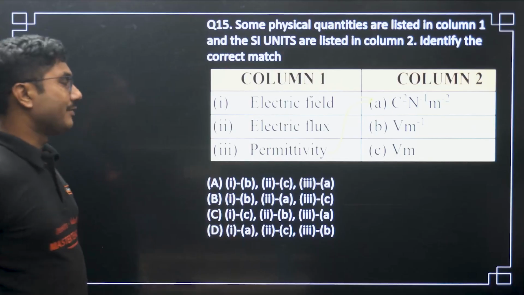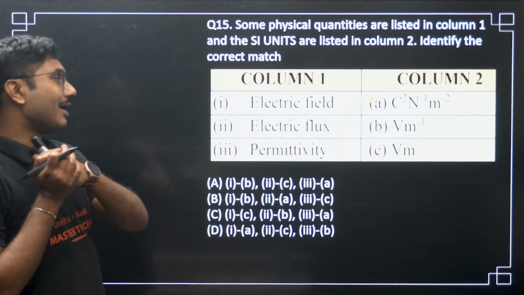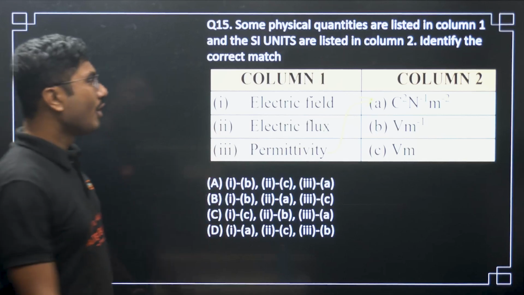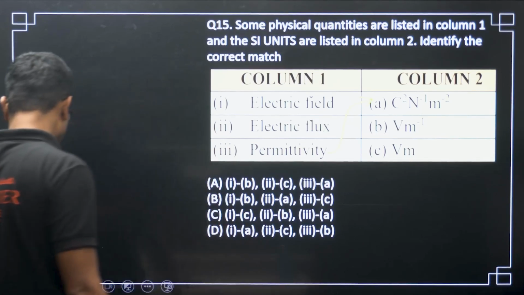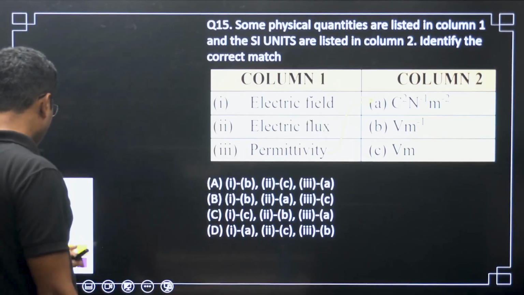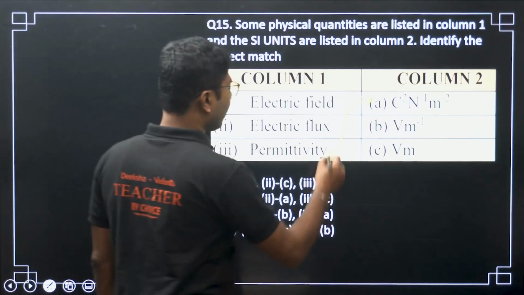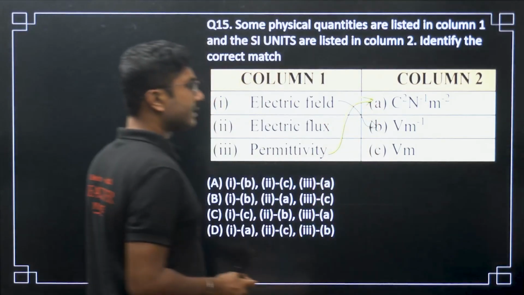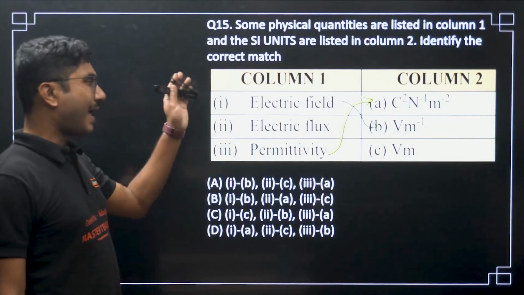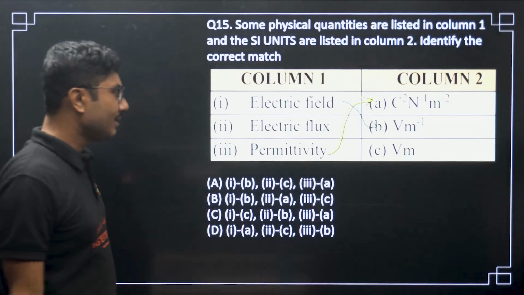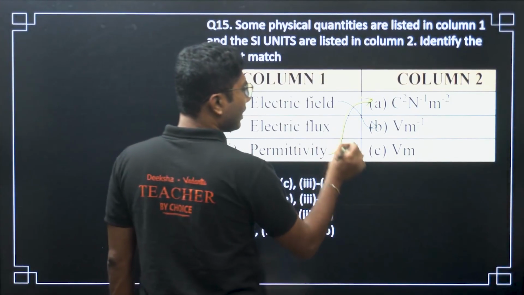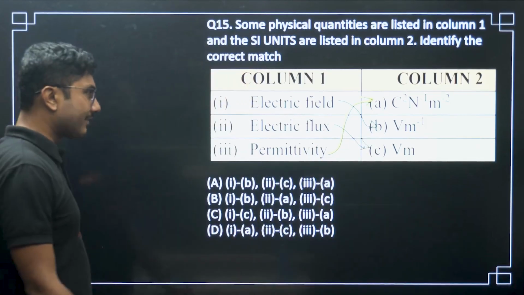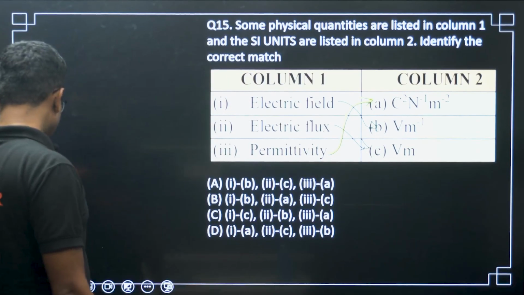Now electric flux and electric field, that is very important to identify. Once your next chapter is completed, you will know about another unit of electric field, which is volt per meter. If you match any two of them, your answer is done. Electric flux is electric field into meter square, that means volt into meter. So this is the matching.